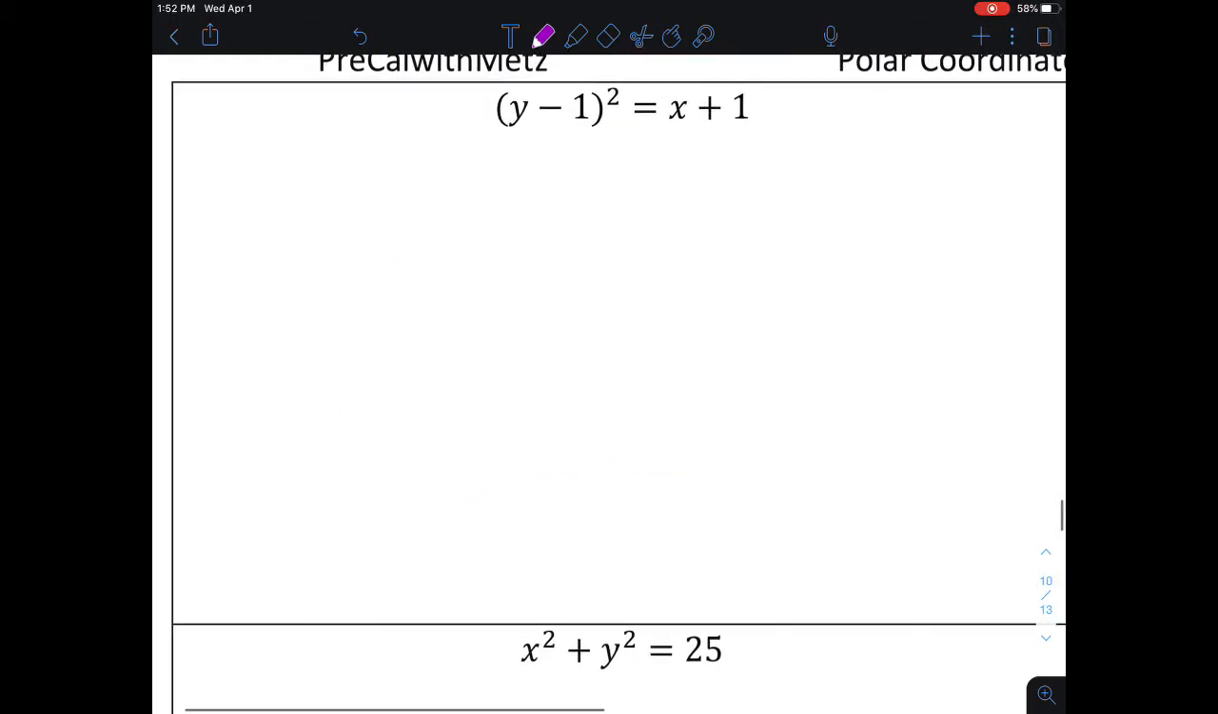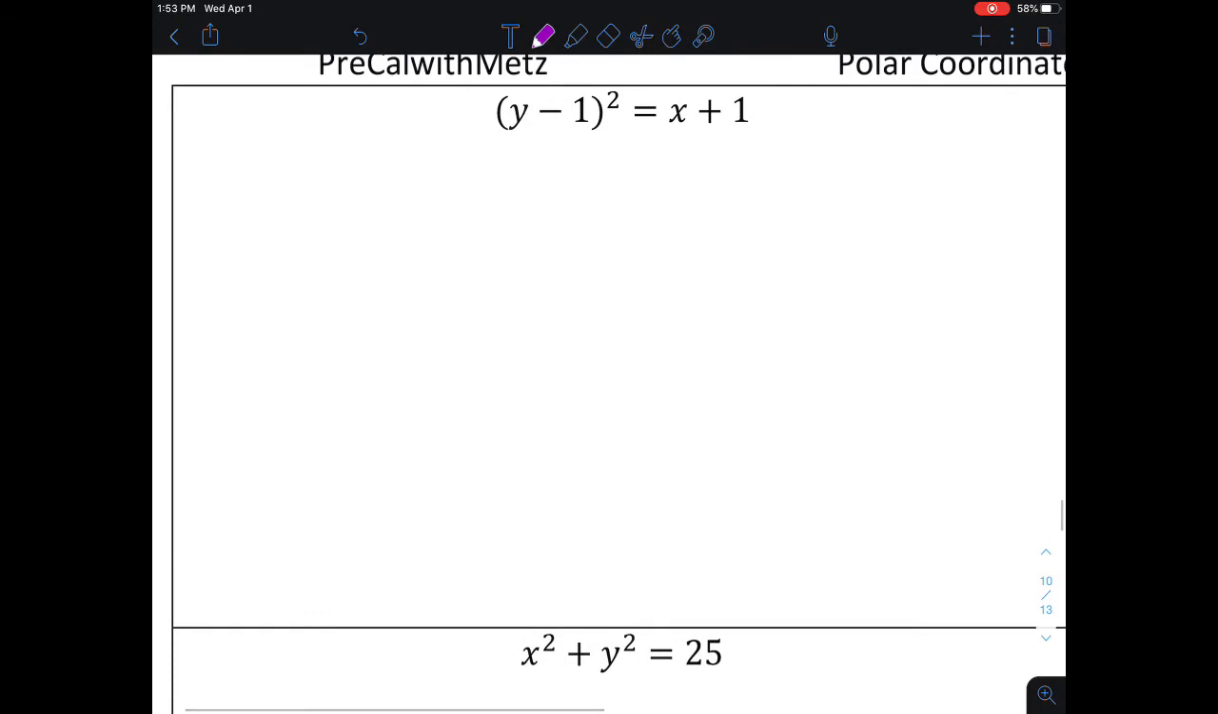So I have y minus 1 squared is equal to x plus 1. Okay, I personally would not jump into replacing the y and the x's. I would expand this first. So if I expand the left-hand side, that's going to give me y squared minus 2y plus 1 is equal to x plus 1. And you look and the plus 1s would cancel, and my problem becomes y squared minus 2y is equal to x.